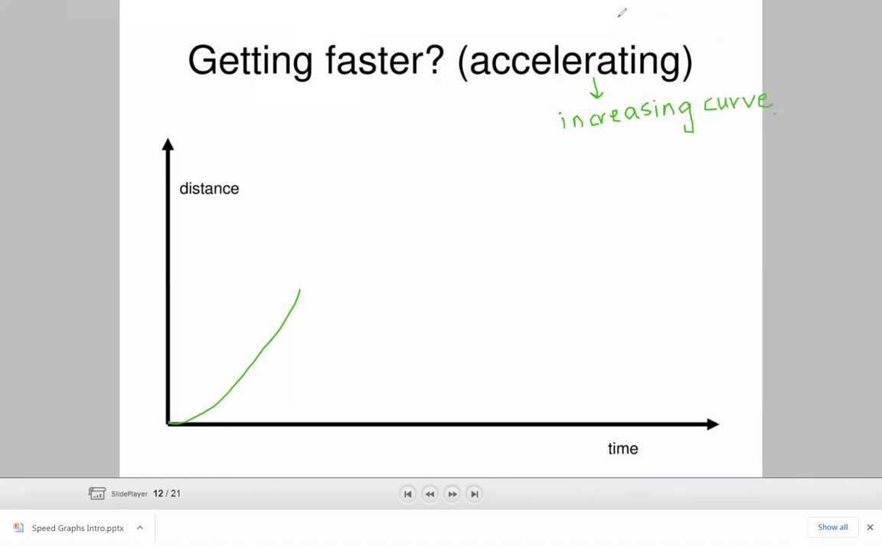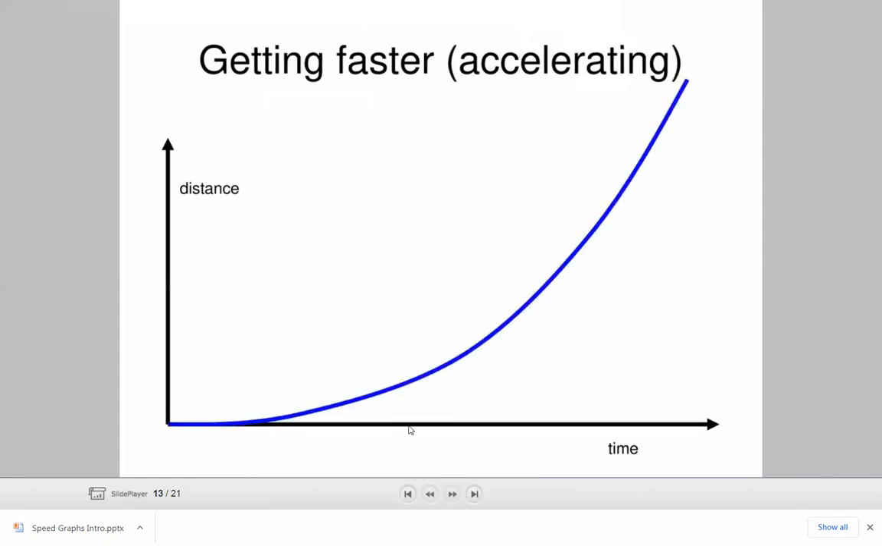I hope this is clear. Now let's have a clear picture to go with it of an increasing curve. So your graph would look something like this. And here you can clearly see that the distance is not increasing equally by equal intervals of time. Rather, as the speed increases, more distance is covered in less amount of time. So this is how you represent acceleration on a distance time graph.